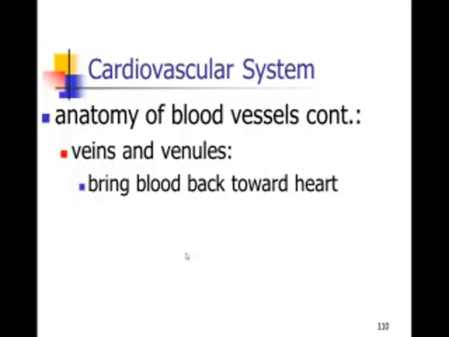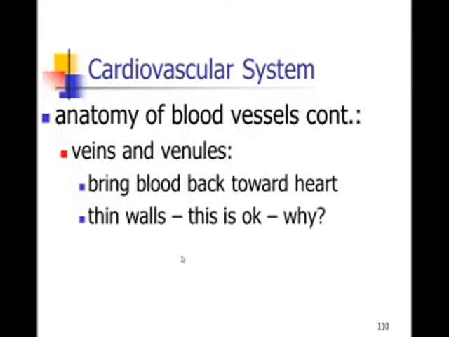The venules are first, they follow the capillaries, and they direct blood into the veins, and they direct blood back toward the heart. So they have very thin walls compared to the arteries, and this is okay. Why would that be okay? Right, the pressure is low, and because the pressure is low, they don't really need a lot of muscle tissue to contain that pressure.